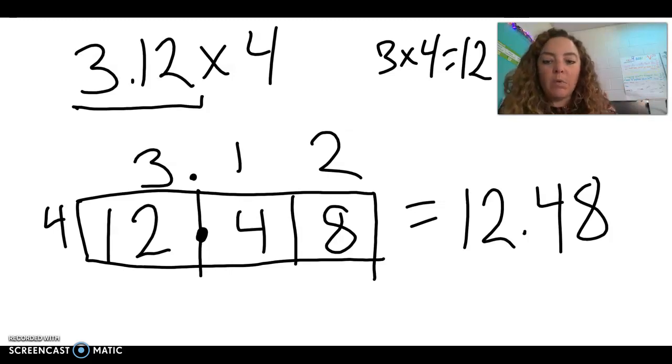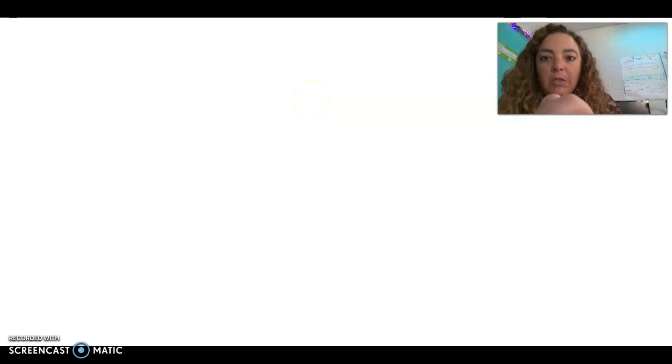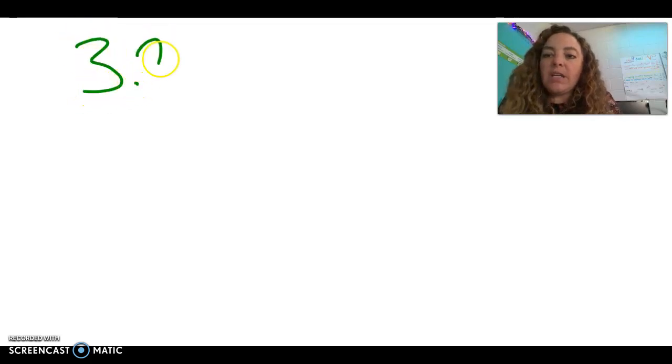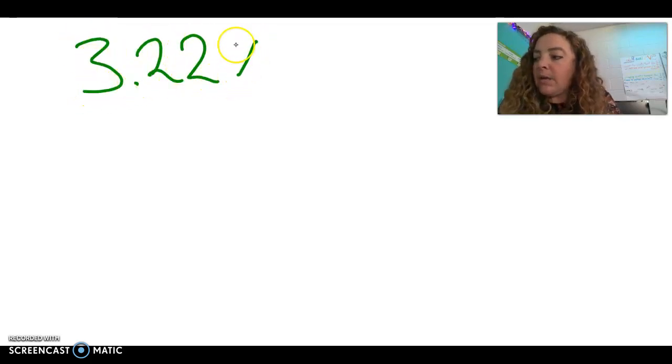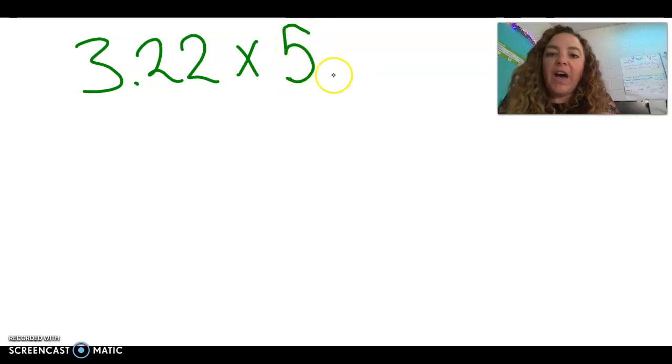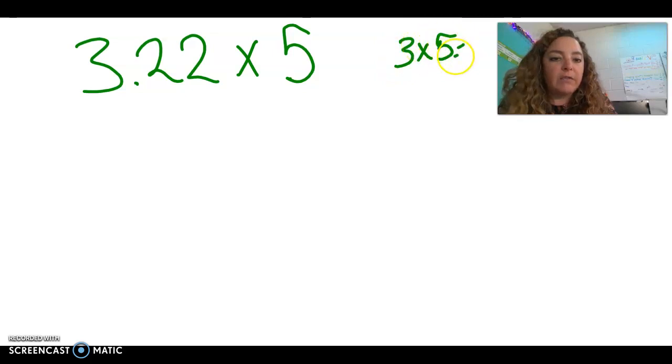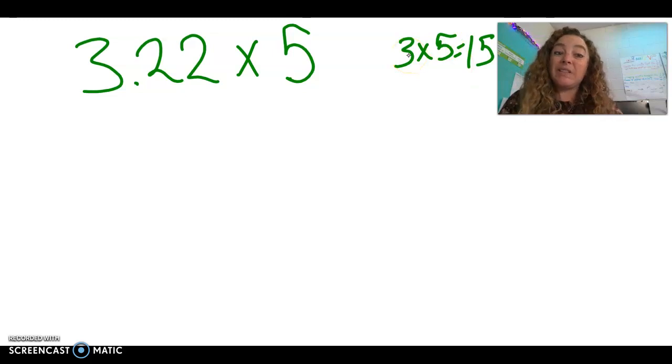Let's try one more, and then we'll call it for this lesson, and you will be able to go work on your journal pages. So if we took 3 and 22/100ths and we multiplied that times 5, we're going to solve this. Now, if I know my basic facts, 3 times 5 is 15. So I'm going to use that estimation. My product should be somewhere around 15.